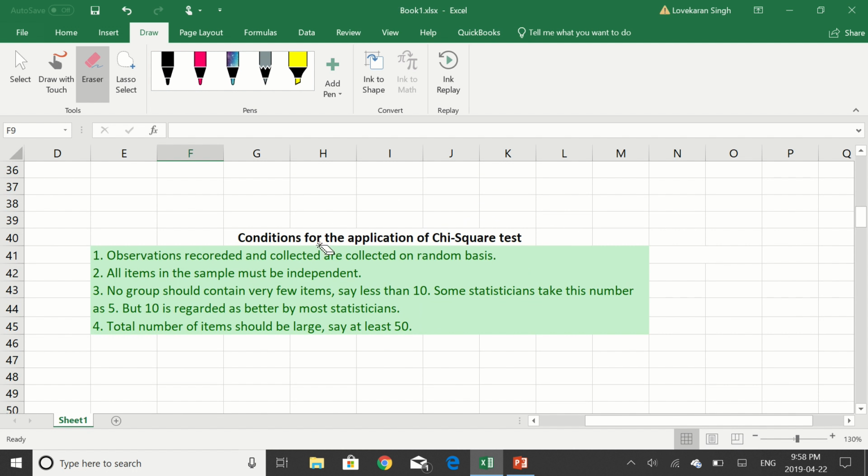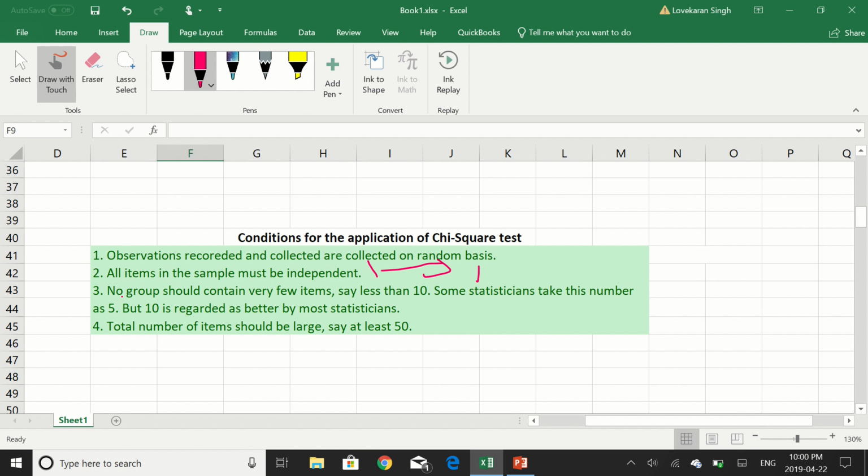These are some of the conditions for the application of the chi-square test. First, observations are collected on a random basis. All items in the sample must be independent. For example, if we are selecting one sample, we must not select the other sample in a way that depends on it. Both samples must be independent from each other.